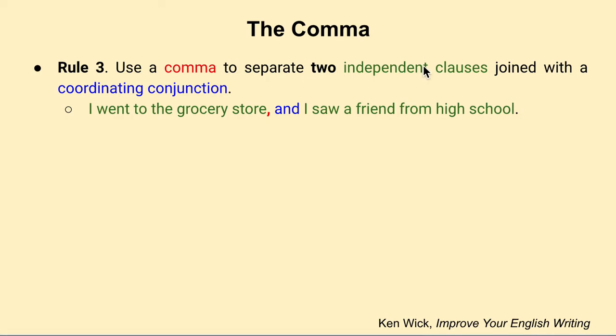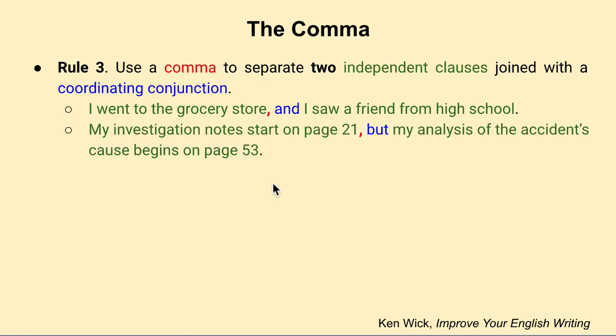So we have independent clauses in green, the coordinating conjunction in blue. I went to the grocery store, I saw a friend from high school. These are two independent clauses. You have them joined with a coordinating conjunction, and so what you need to do is separate them with a comma. So this is how you write that: two independent clauses, coordinating conjunction, you separate it with a comma.